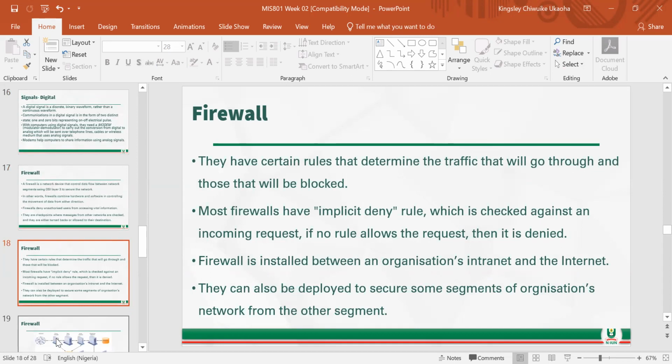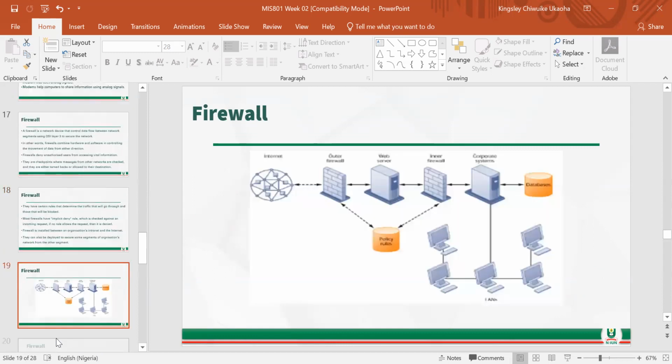Firewalls have certain rules that determine the traffic that will go through and those that will be blocked. Most firewalls have an implicit denial rule, which is checked against an incoming request. If no rule allows the request, then it is denied. A firewall is installed between an organization's intranet and the internet. They can also be deployed to secure some segments of an organizational network from the other segments.